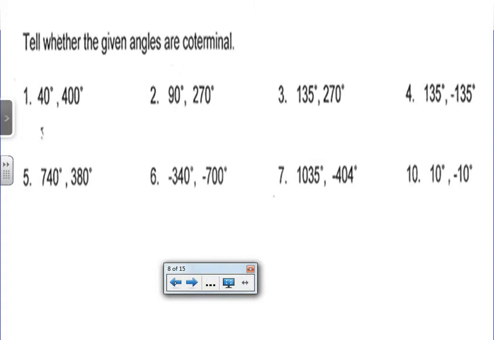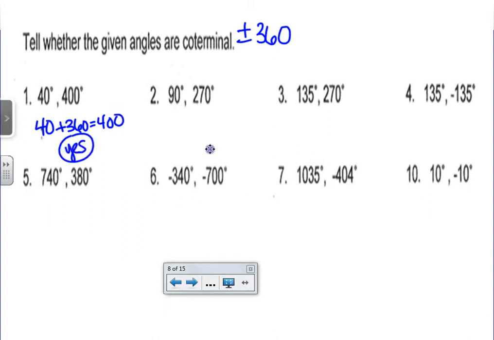So when they want to know whether angles are coterminal, remember we find coterminal angles by adding or subtracting groups of 360. So 40 and 400: if you take 40 and add 360, you get 400. So the answer here is yes, those are coterminal. Sometimes you have to add or subtract more than one group of 360, so be careful.